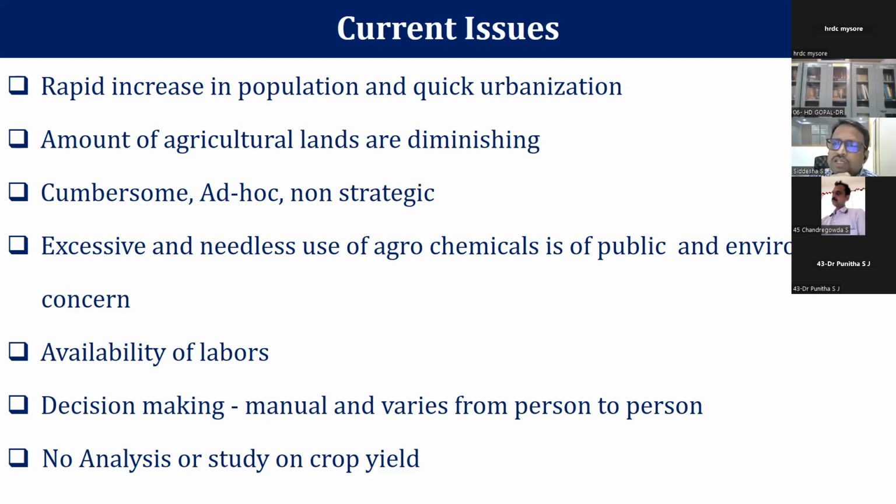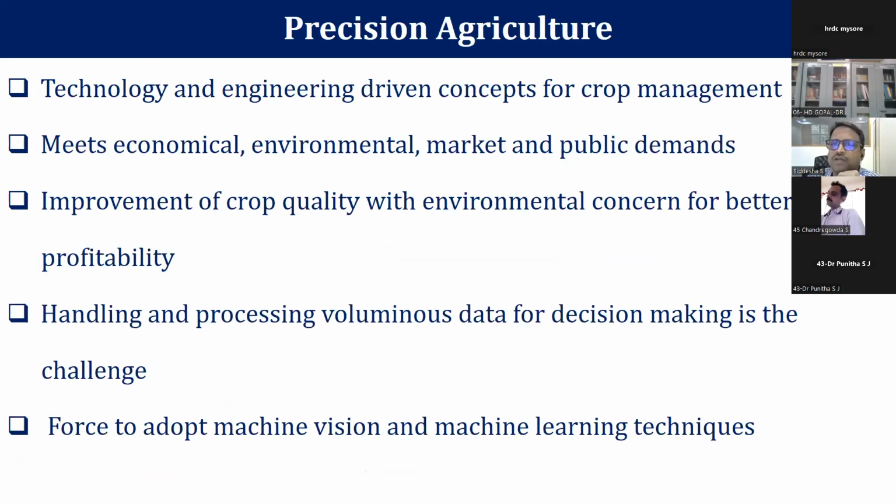In order to overcome these issues, there is a concept that we have seen for the last 2 decades in Western countries, where they use technology and engineering. We all know that for the last 10 to 20 years, even in India, we can see rapid growth in information technology, communication, signal processing, and many other things, especially artificial intelligence, which has become a boom in each and every field. By making use of all these things, they came up with a concept called precision agriculture.